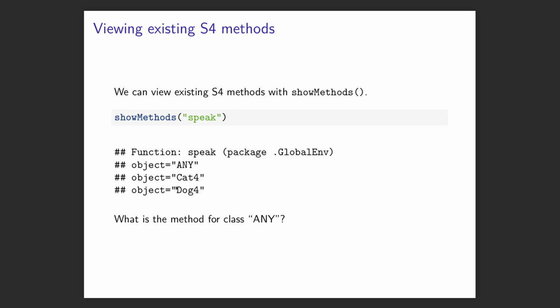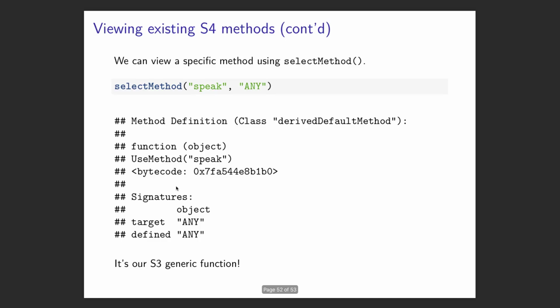So earlier on, we had created an S3 generic function for speak. And now we've created an S4 generic function with the exact same name. So we can use selectMethod to find out the particular function that's being called for any particular signature. So let's find out what the function is for speak with signature ANY. If we do that, we see, well, it's our S3 generic function.